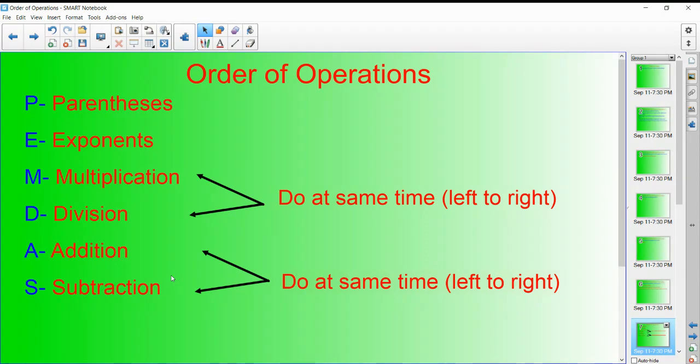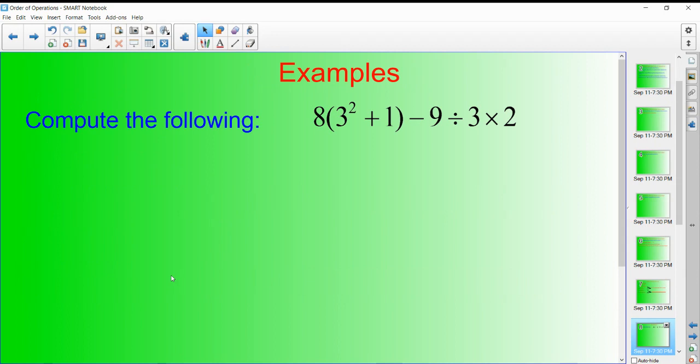So let's look at an example. We want to compute the following. We want to find out the one value that this whole expression is equivalent to. So I go to PEMDAS, parentheses. Do I see any grouping? I see this grouping here. So inside the grouping, I start and say, okay, this is an exponent. So 3 squared is 9. Still in the parentheses, I can add the 9 and the 1. And I might have to do this for multiple groups of parentheses if there are multiple groups within the same problem.